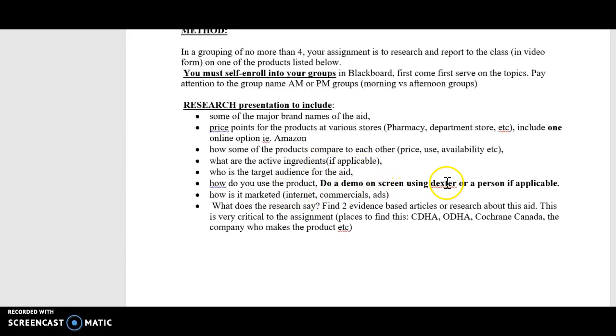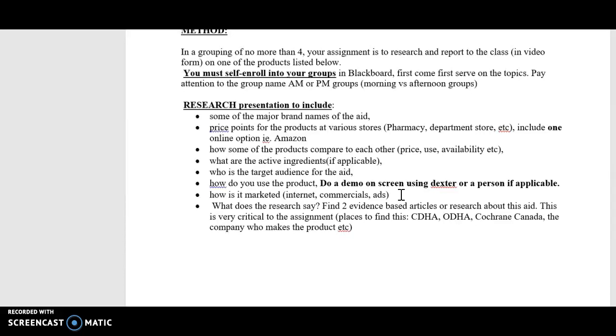You need to do a demonstration on Dexter or a person in the video. So remember, using that web camera and making sure it's clear. Again, practice this ahead of time so you see how it looks to everybody else. Look at how the product is marketed. So are there commercials for it? Are there ads for it in magazines, on TV, on the internet?